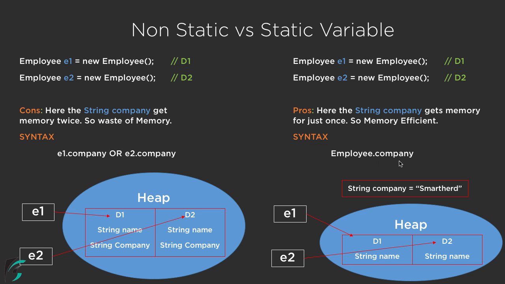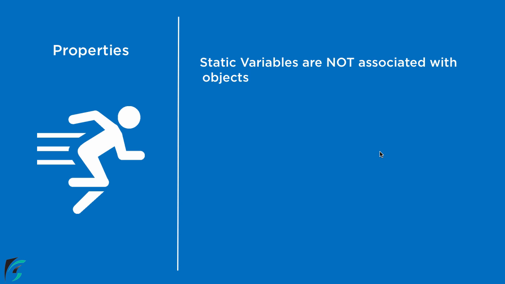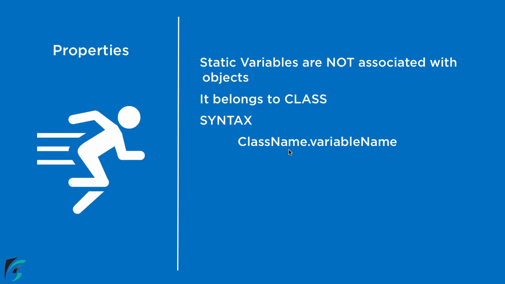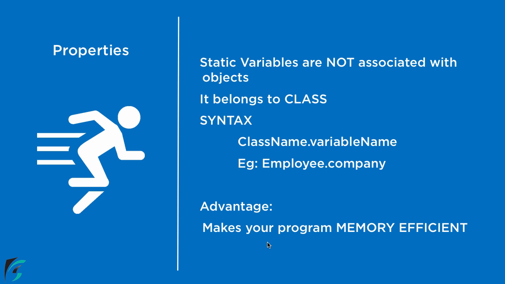And always remember at the end, this static variable company has nothing to do with the objects D1 and D2. It is only associated with the class, not the objects. So at the end, let us check out the properties. The static variables are not associated with the objects. It only belongs to the class. And the syntax to access the static variable is class name followed by the variable name, right? For example, Employee.company. So the advantage, as we all know, is that it makes your program memory efficient.